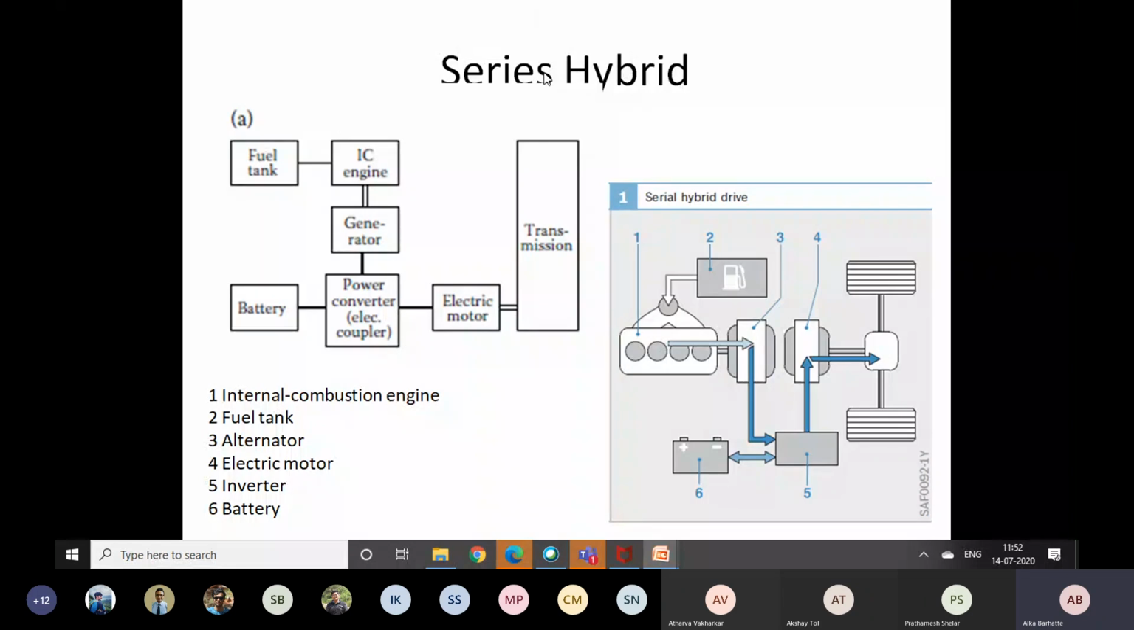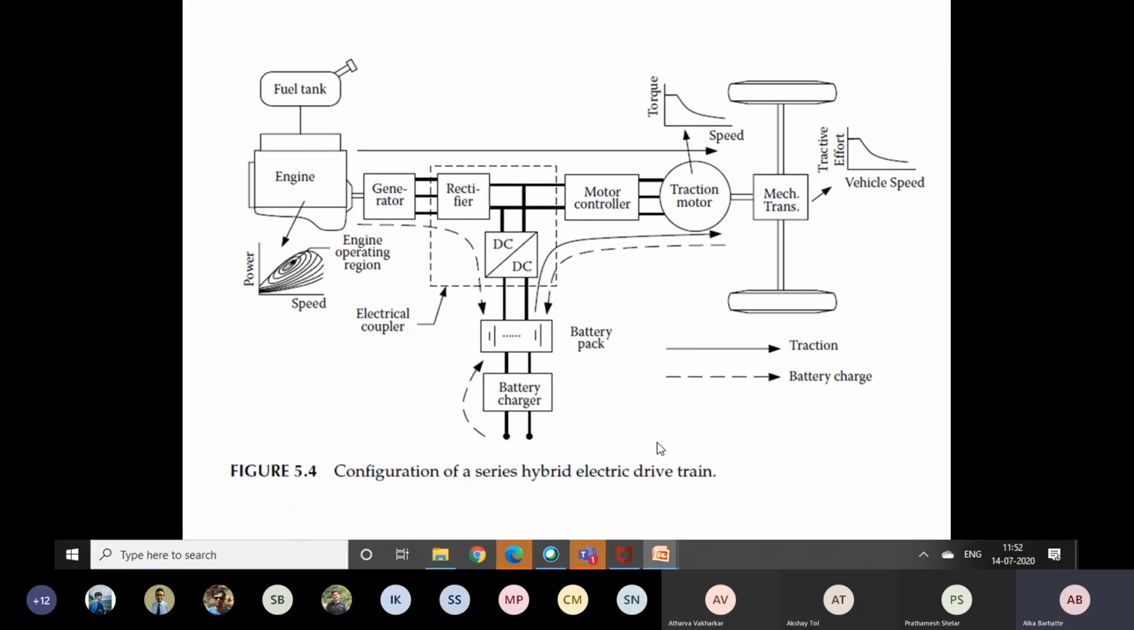So this is the series hybrid drive line architecture. The same thing is represented here. Numbers 1 and 2 represent the fuel tank and IC engine. This represents the alternator, which is nothing but the generator. The batteries and the generator are connected here, and through this, the electric motor is used to drive your wheels. So this is your series hybrid.